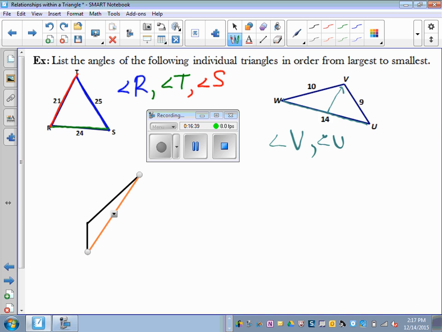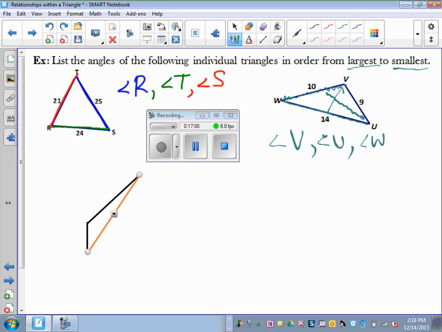Angle U. Again, here's my next longest side. The angle opposite of that must be my next largest angle. And then finally my smallest angle here, angle W. Again, we just go in order of sides, largest to smallest, and take the angles opposite.